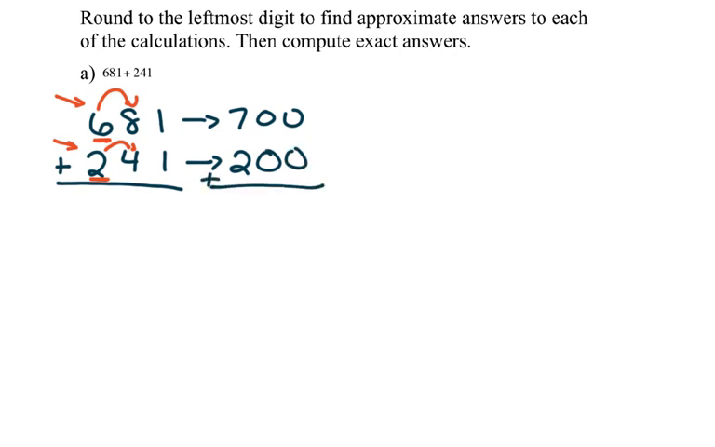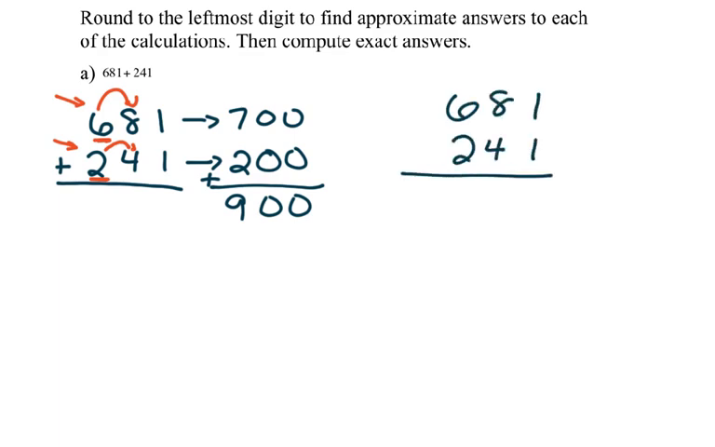And so 681 rounds to 700, 241 rounds to 200. 700 plus 200 will give us an estimate of 900. Now we are going to add 681 with 241 in the traditional addition algorithm to compute the exact answer.